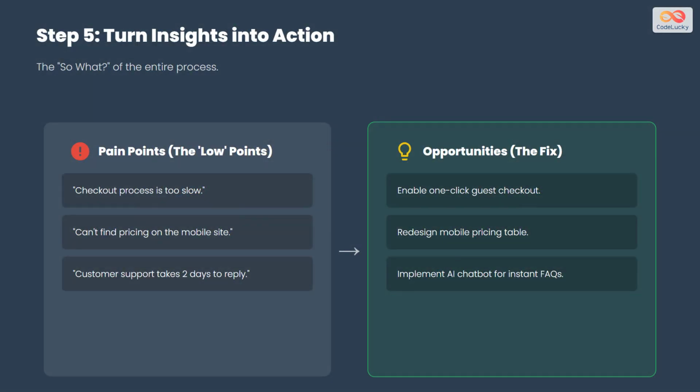Step 5 is the most important part, turning insights into action. We look at the pain points, like a slow checkout or hard-to-find pricing, and we translate them into opportunities. This is where you generate ideas for features or fixes, like adding a guest checkout option or an AI chatbot to smooth out the journey.